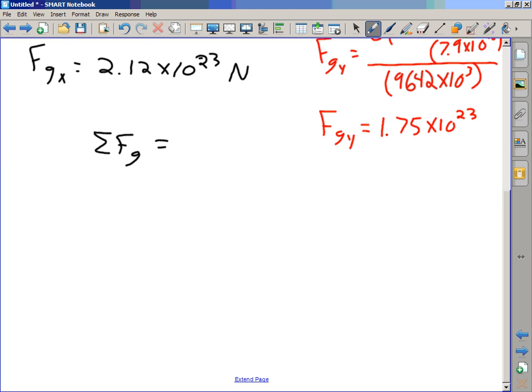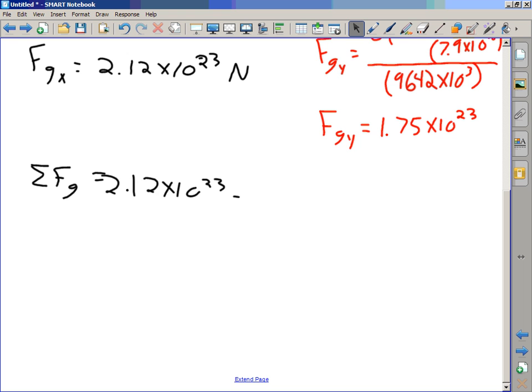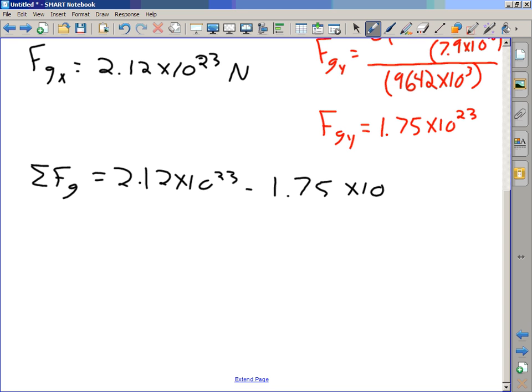Yeah, subtract the two, right? I've got 2.12 times 10 to the 23rd. You can't forget your times 10 to the 23rd, though, by the way. Minus your 1.75 times 10 to the 23rd. So Fg equals what times 10 to the 23rd? 0.37 times 10 to the 23rd here. Right, you can convert that if you'd like.